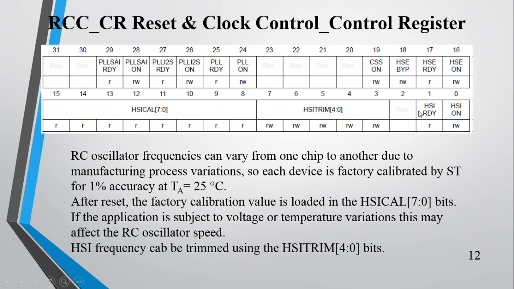By default, HSI will be the clock source for the system clock. HSI will generate a 16 MHz clock. That will be the clock source for the system clock. But how this register is configured is what we are seeing here. The internal RC oscillator frequency can vary from one chip to another due to manufacturing process variations. Since we are using the high speed internal clock, we depend on the internal RC oscillator for clock generation, but due to variation in the manufacturing process, there can be some changes in the frequency generated by the internal RC, right?